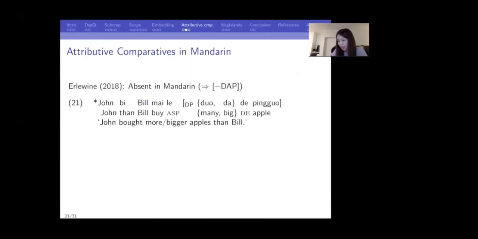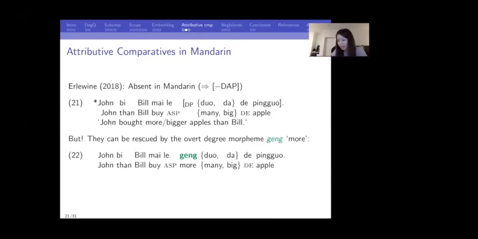Irwin 2018, based on sentences in 21, suggests that attributive comparatives are absent in Mandarin, hence Mandarin lacks degree abstraction. So in 21, it seems that neither the quantity nor the degree attributive comparative is allowed. We share the same judgment here, but we find that the examples can be rescued as long as you include the overt degree morpheme geng in them, as in 22. So we do apparently have attributive comparatives in Mandarin after all, just not the ones we looked at first.